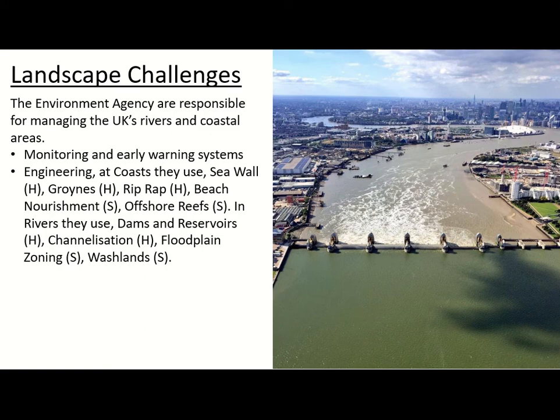So at the coasts, a summary of the stuff that we've looked at. Hard engineering can include things like seawalls and groins and riprap. Soft engineering can involve things like beach nourishment and offshore reefs. Rivers, they use things like dams and reservoirs as hard engineering. Channelization, so making the channels wider and deeper. And they use floodplain zoning and washlands as their soft engineering techniques.